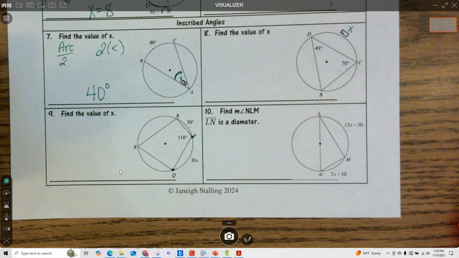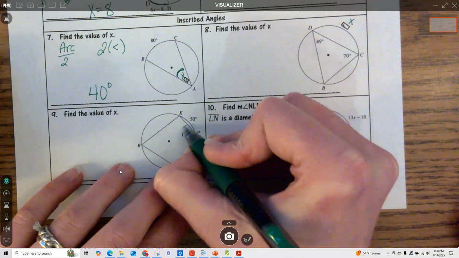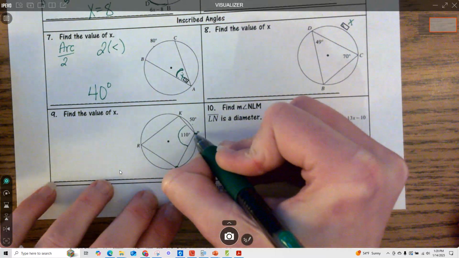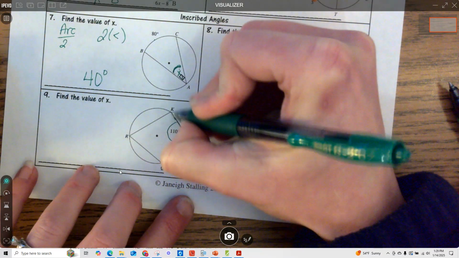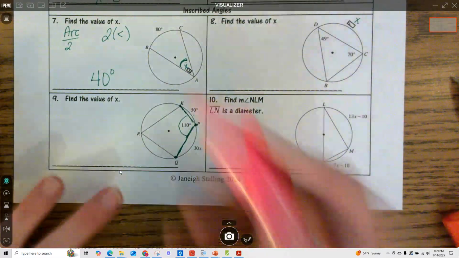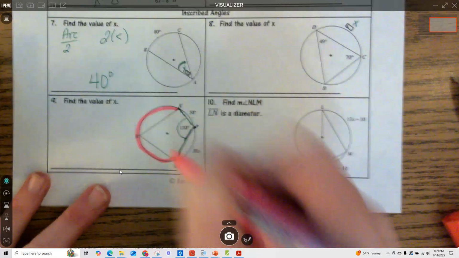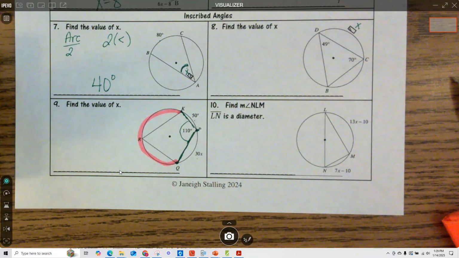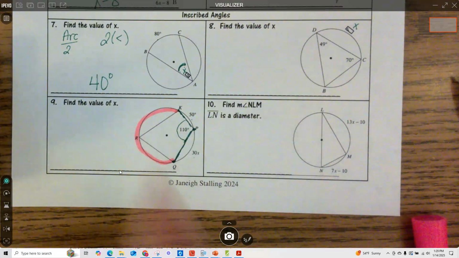So we have arc measurements. We only have one angle measurement, that 110. So if we look at this angle here, that 110, here's the actual angle. It goes from here to here, which means its arc is from those endpoints. Okay. So if the angle is 110, what's that arc going to be?